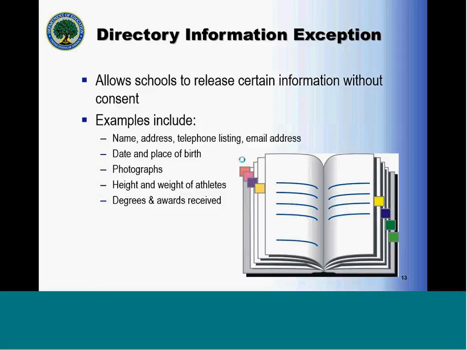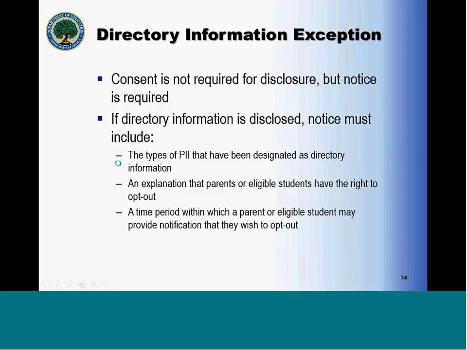The directory information exception allows schools the ability to release certain information without consent. Examples include name, address, email address, date and place of birth, photographs, height and weight of athletes, and degrees and awards received. Even though consent isn't required, schools are required to notify parents of what information is going to be disclosed as directory information and provide parents the opportunity to opt out of the sharing of directory information. There is a limitation on the time period within which a parent or eligible student provides notification of their desire to opt out.